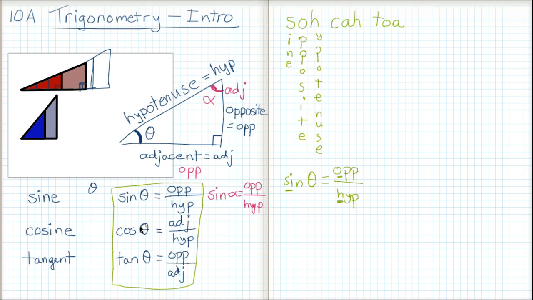And CAH does the same thing for cosine. Cosine is the adjacent over the hypotenuse. And TOA: tangent is the opposite over the adjacent.